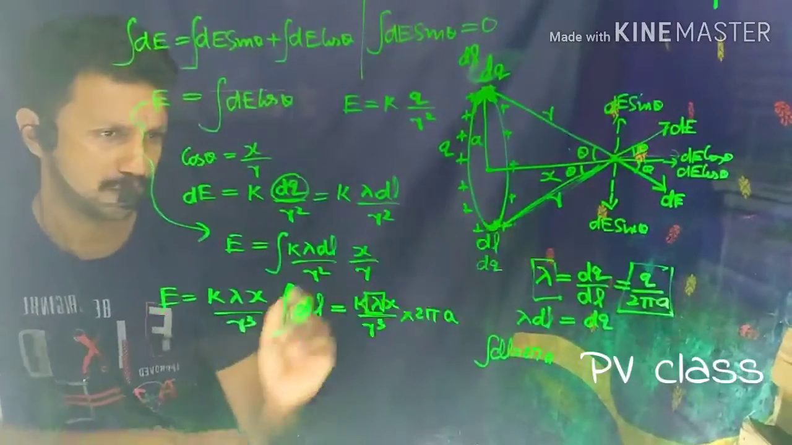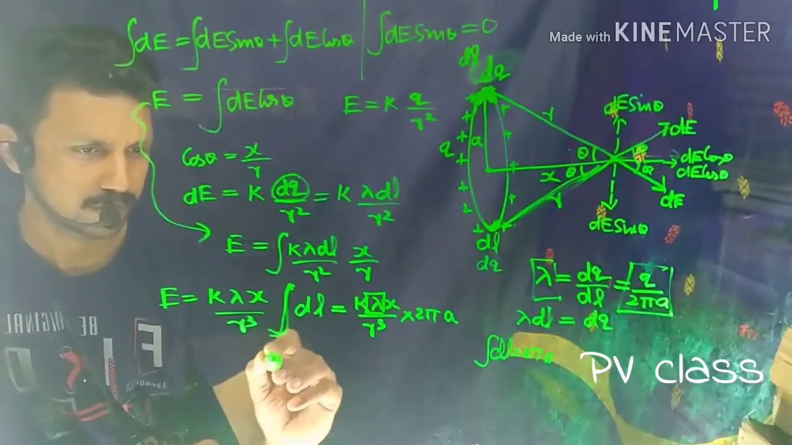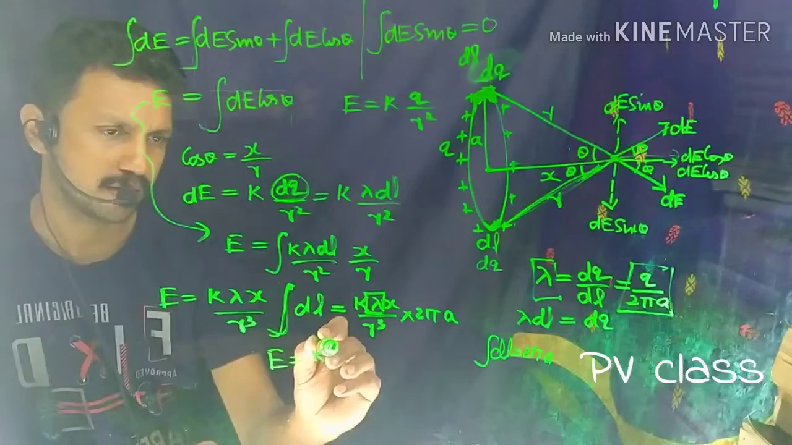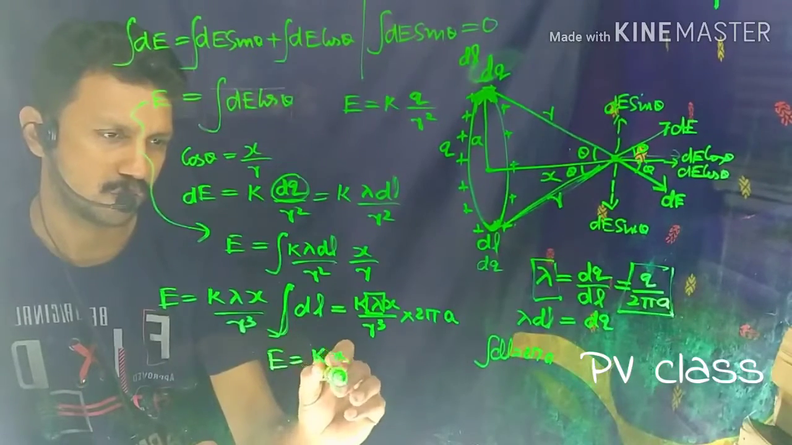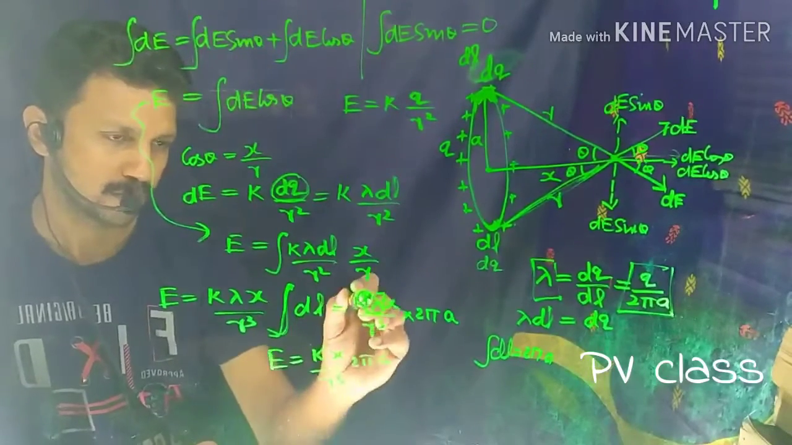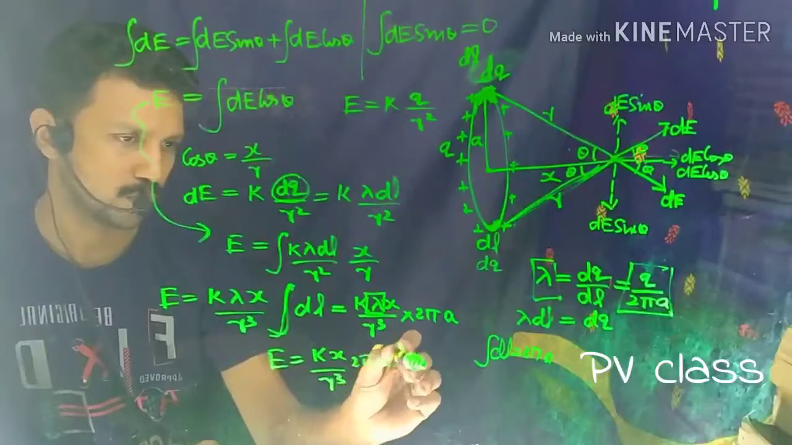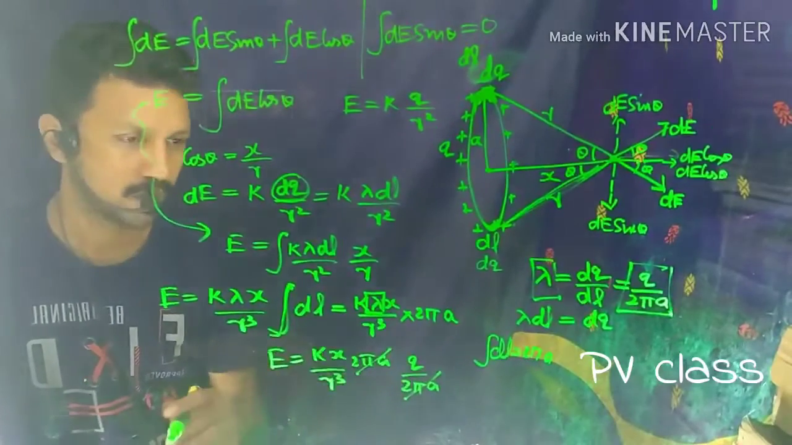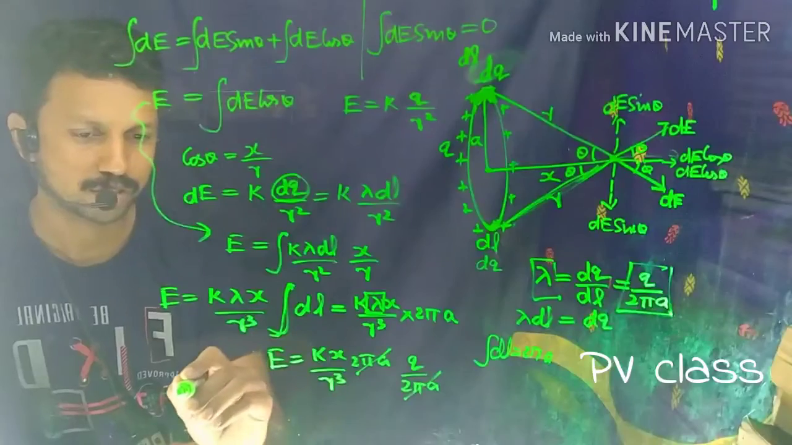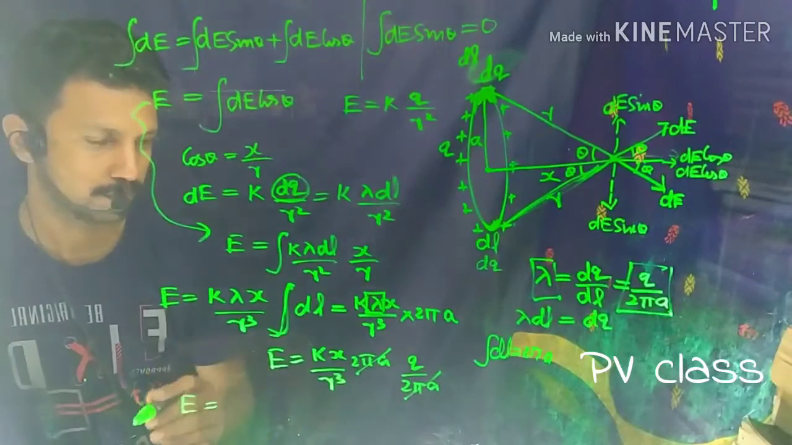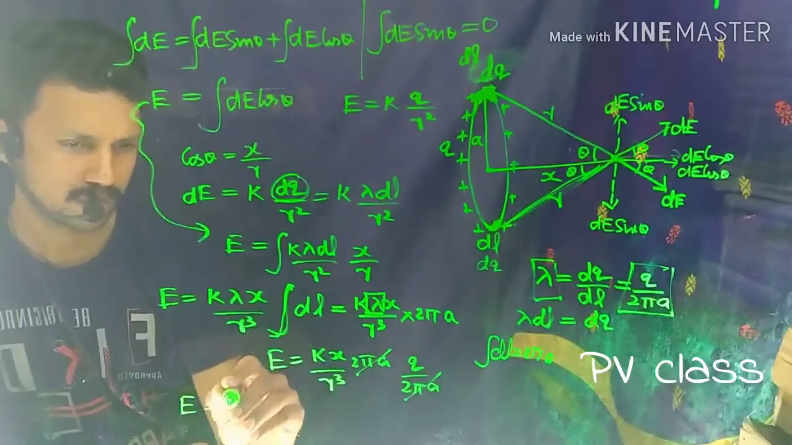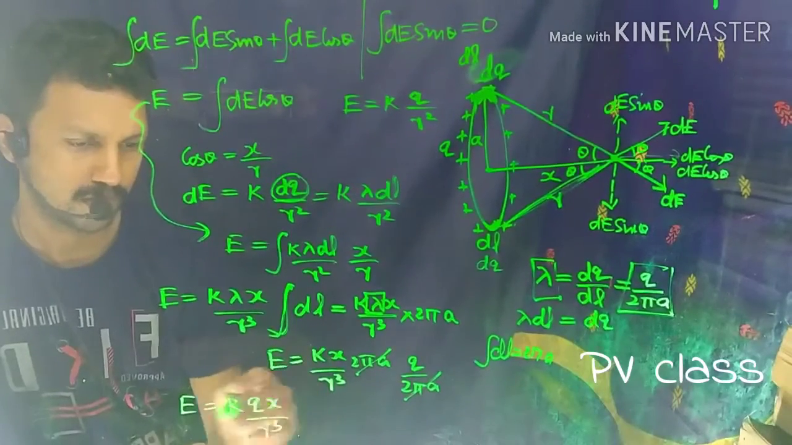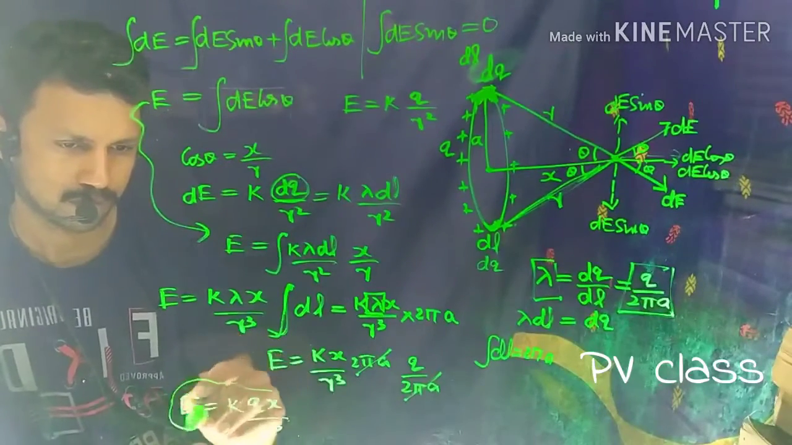Then I'll write like this, that is E is equal to k x by r cube into 2 pi a. Instead of lambda, q by 2 pi a. The 2 pi a and 2 pi a will get cancelled. Then we'll get the expression for E as k qx divided by r cube. This is the expression for electric field intensity.